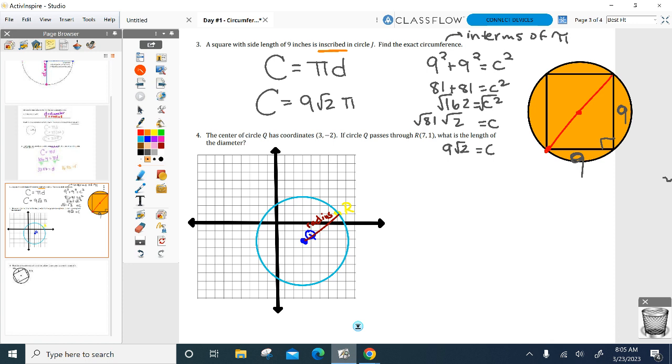Can you guys help me find the length of the radius so I can double it? What am I going to need here? Distance. Yes! Finally, yes. Distance formula. And then I'm going to double it. So D equals... So go ahead. See what you can do with the distance. Plug in 3, -2, and 7, 1. X is subtracted, Y is subtracted, and then we're going to have to double it at the end.